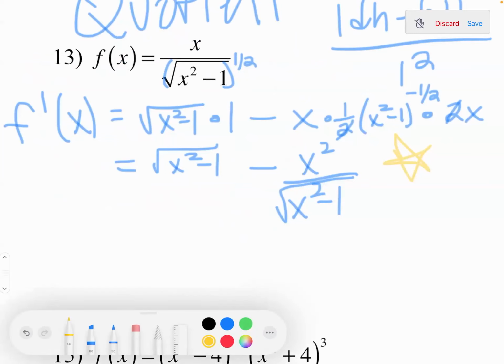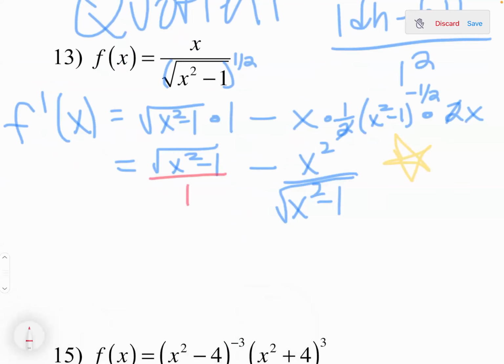But if we want to make this look a little bit better, we need to find a common denominator here. So we put that over 1. We got two fractions we're trying to add together. The denominator on the right side is the square root of x squared minus 1. So that's what I want this denominator on this side to be. So I'm going to multiply the denominator by the square root of x squared minus 1.